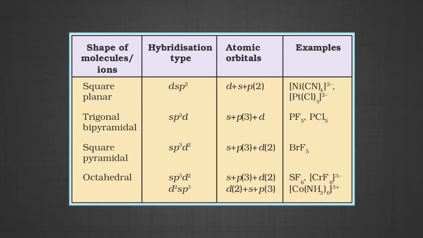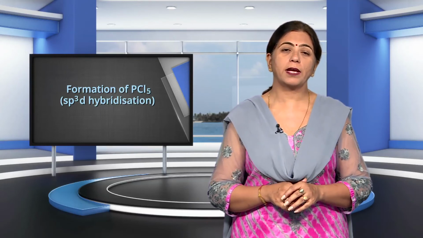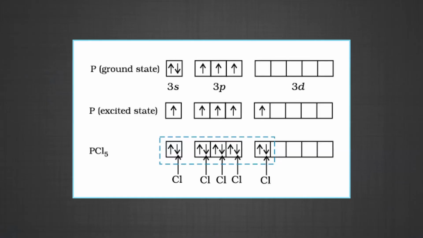However, since the difference in the energies of the 3p and 4s orbitals is significant, no hybridization involving 3p, 3d and 4s orbitals is possible. The important hybridization schemes involving s, p and d orbitals are summarized below. Formation of PCl5. It is a good example of sp3d hybridization. The ground state and the excited state outer electronic configuration of phosphorus, atomic number 15, are represented below.